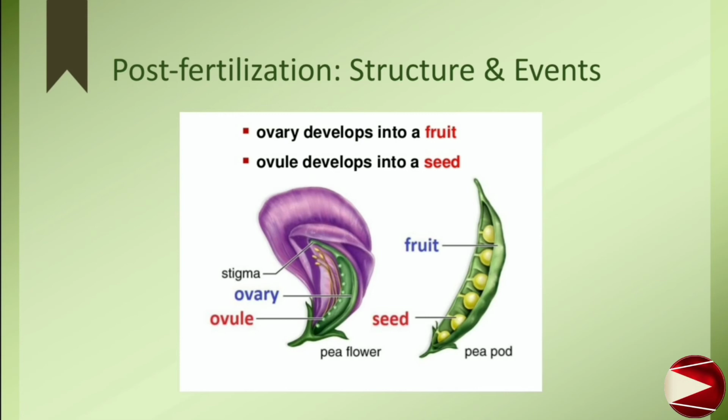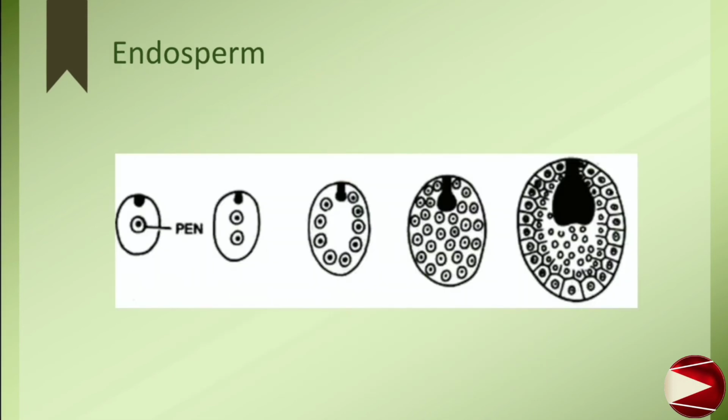Observe the picture carefully, especially labeling. What is fruit we will discuss later. First we will study development of endosperm. PEC, that is primary endospermic cell, divides mitotically repeatedly and develops into triploid endosperm tissue filled with reserve food material, which is used for nutrition of developing embryo.